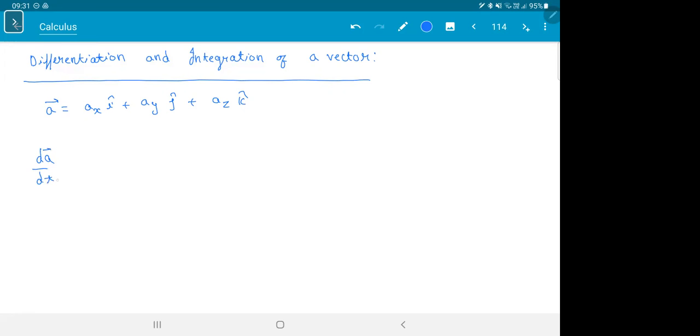If you want to differentiate a vector, dA bar by dt, what you do is differentiate each component separately. Differentiate ax component, I cap will be there. Differentiate y component, j cap will be there. Differentiate z component and k cap will be there. So if you differentiate a vector, you still get a vector. Similarly, when you try to integrate a vector a bar dt, something similar happens. You integrate each component separately.